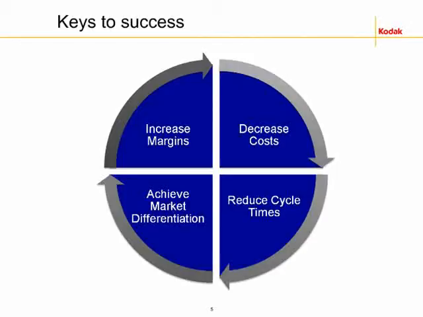But really, when you look at all that, the objective, as a pre-press department, as any kind of manufacturing facility, is to decrease costs. You're trying to increase your efficiency and reduce your cycle time. You're trying to differentiate yourself from your competitors, and you're trying to increase your margins. And that's the ultimate goal of this system.